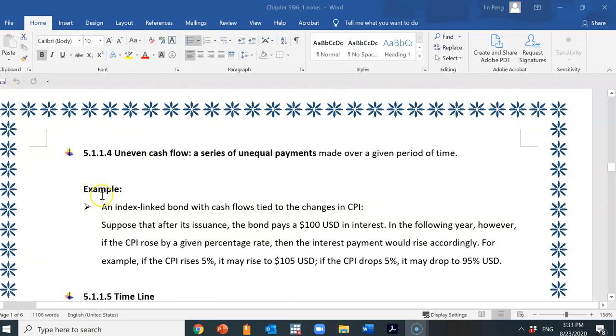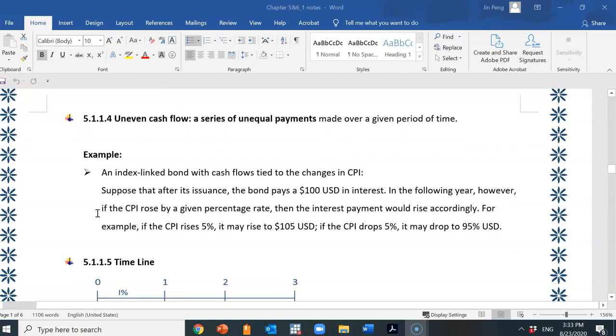Okay, a financial example here could be an index-linked bond with cash flows tied to the changes in CPI. Suppose that after its issuance, the bond pays $100 in interest. In the following year, however, if the CPI rose by a given percentage rate, then the interest payment would rise accordingly. For example, if the CPI rises 5%, it may rise to $100.05. If the CPI drops 5%, it may drop to 55% USD.